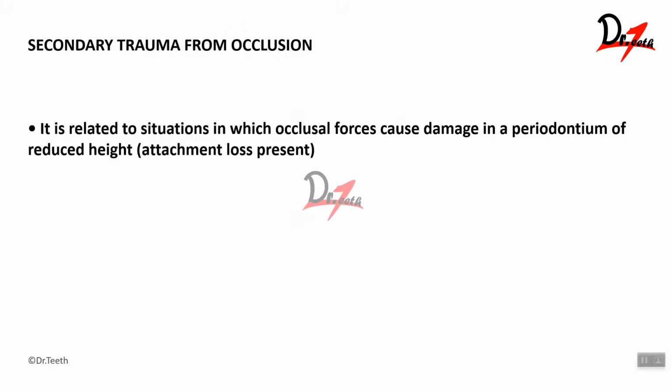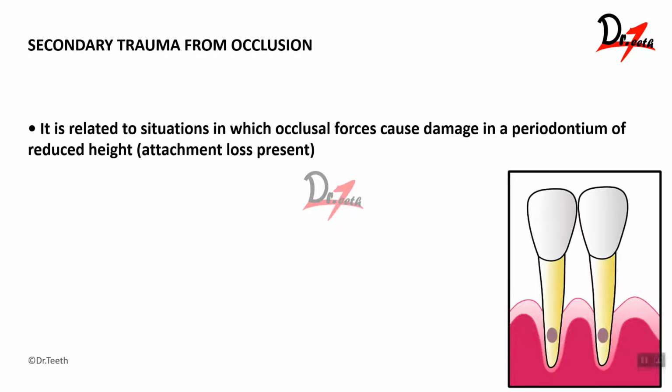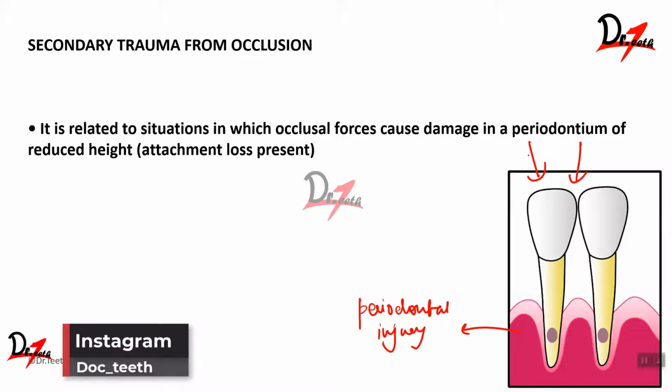Coming on to the secondary trauma from occlusion. Now in this situation, the periodontium is already reduced, so there is presence of attachment loss, and in this particular case, if an occlusal force is applied, obviously because the periodontium is already reduced in height, it can further lead to periodontal injury. So this falls under secondary trauma from occlusion. Remember here the periodontium is already compromised and the occlusal forces which are applied are not heavy forces. They are just normal forces.